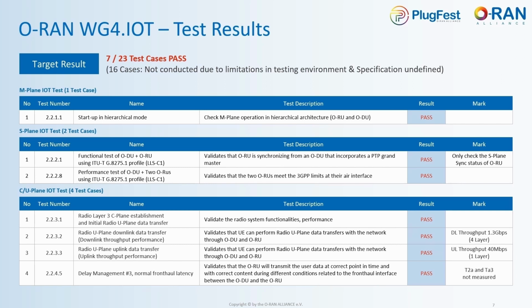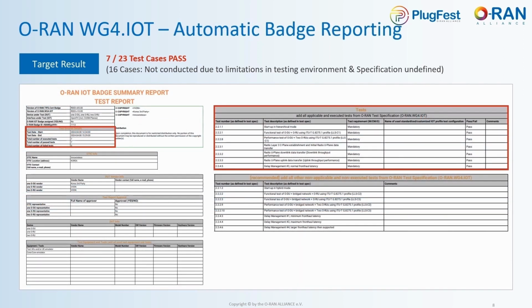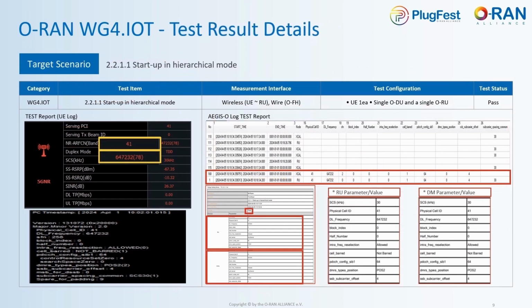16 items were not tested because the test environment is not configured and the test cases are not defined in the standard yet. This is the test report. After completing the test, EasySO provides a batch report automatically in the format defined by the O-RAN Alliance. It shows the time the test was conducted, the number of test cases executed, and the test results, pass or fail. Let me show you the 7 test items from now on.